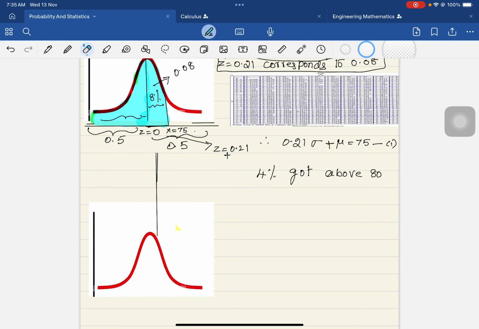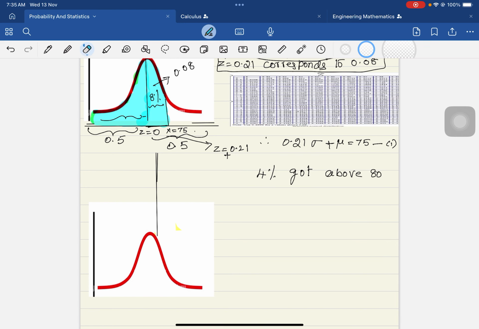This is z equal to 0. Now we have to see what z is equal to on this curve. The x value is 80, correct? So we write down x equals 80, and above 80 there is 4%. Above 80 there is 4%.